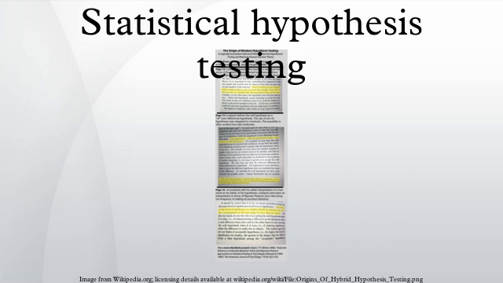Origins and early controversy. Significance testing is largely the product of Karl Pearson, William Sealy Gosset, and Ronald Fisher, while hypothesis testing was developed by Jerzy Neyman and Egon Pearson.